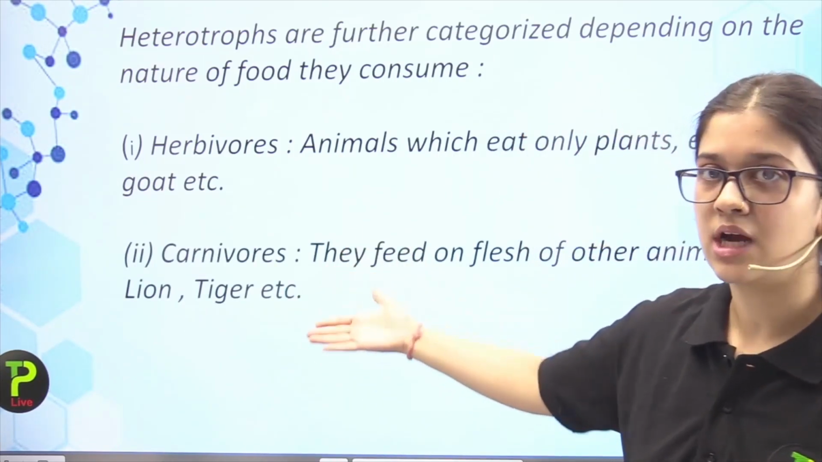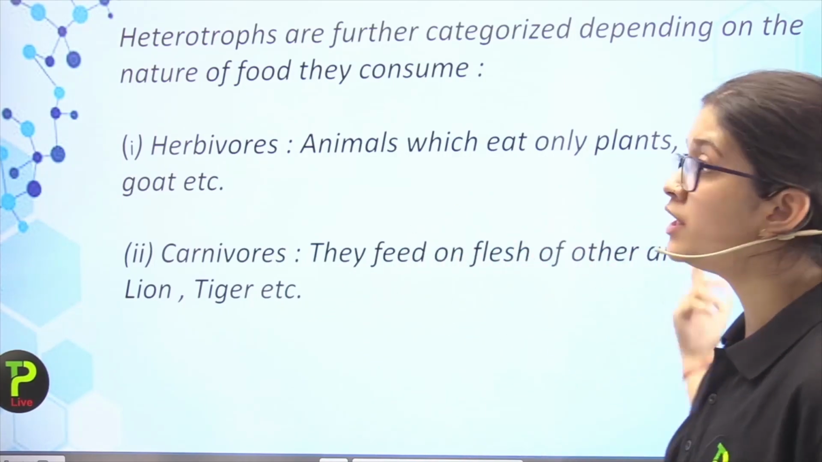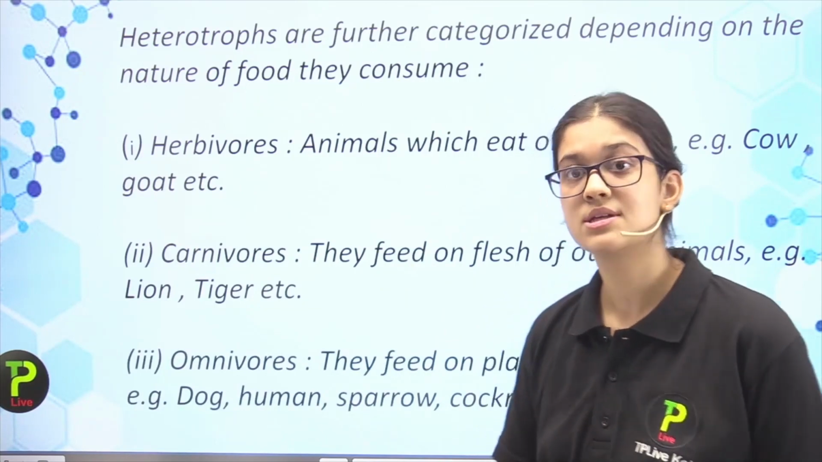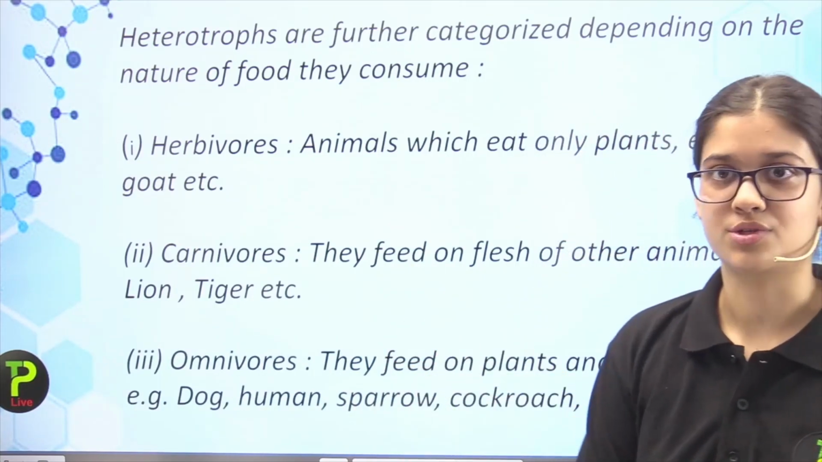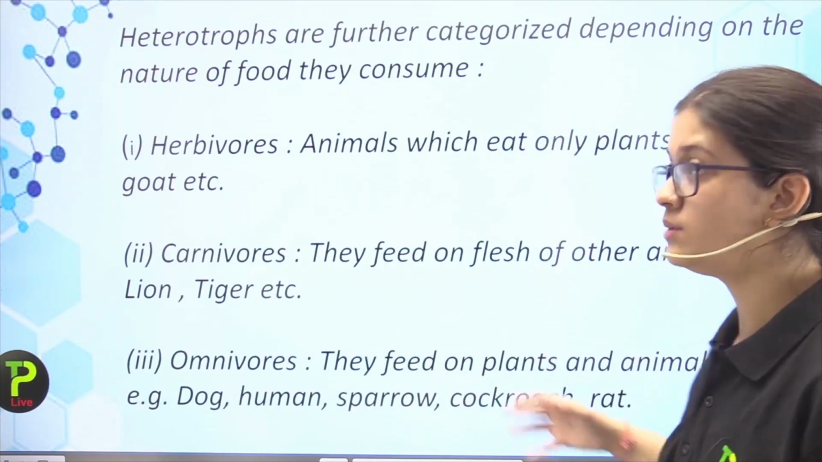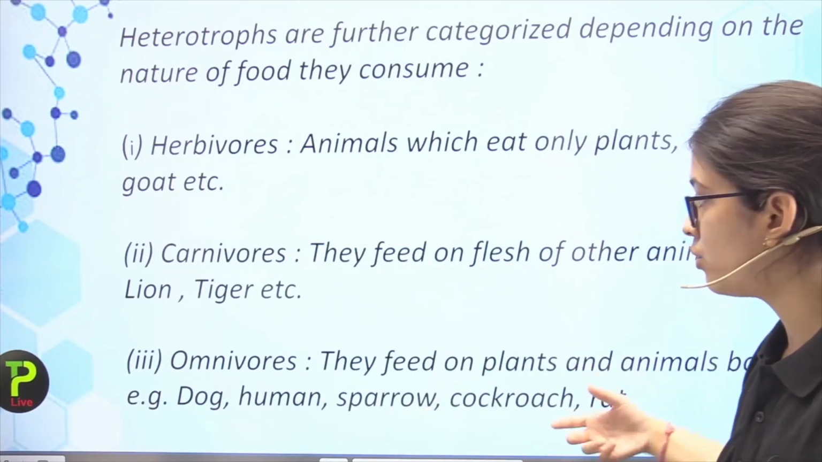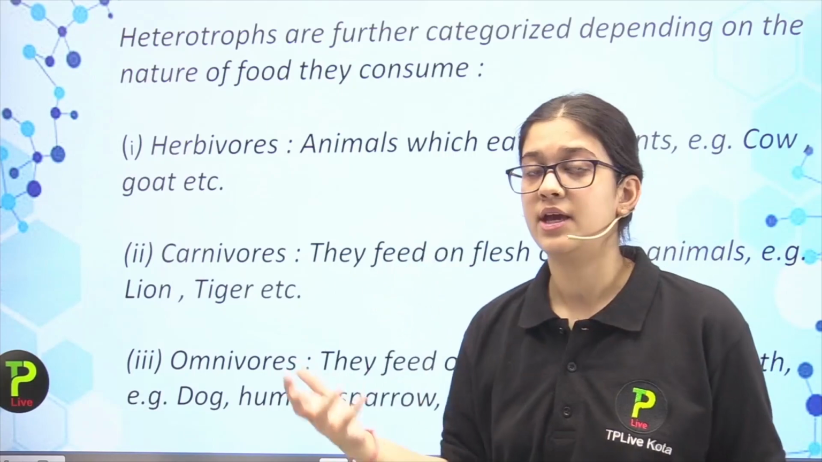Next comes carnivores. The animals which feed on the flesh of other animals are known as carnivorous animals. Third comes omnivorous animals, which feed on both plants as well as animals. Examples: sparrow, cockroach, rat, humans. They come under the omnivorous category.